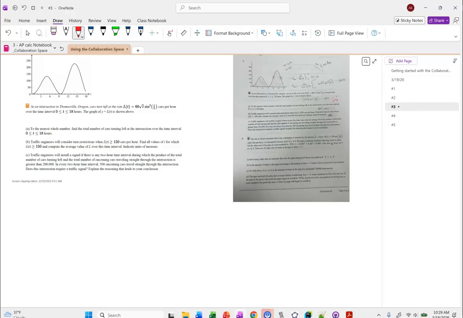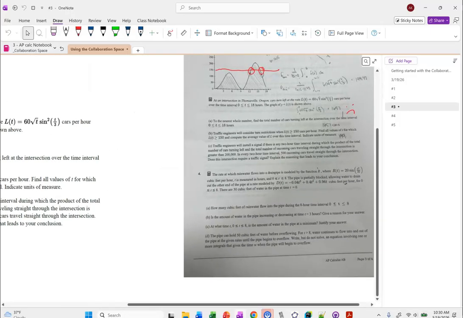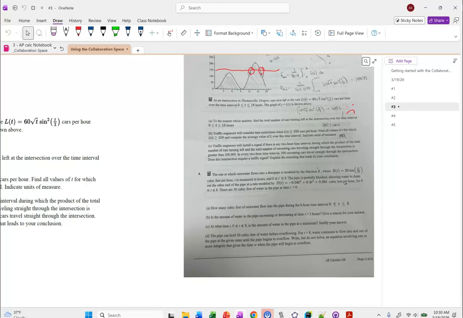Part B says, traffic engineers will consider turn restrictions for L of t greater than or equal to 150 cars per hour. Find all values of t for which L of t is greater than or equal to 150 and compute the average value of L over that interval. Give units of measure. So we found our endpoints, which it looks like they said was 12.43 and 16.12, so 12.4 and 16.1.